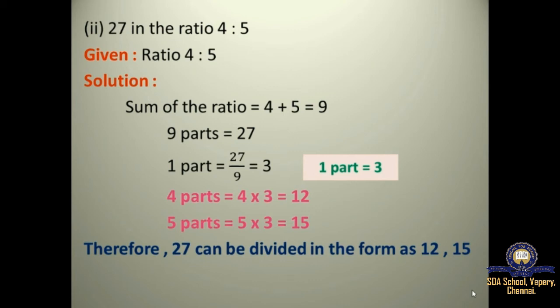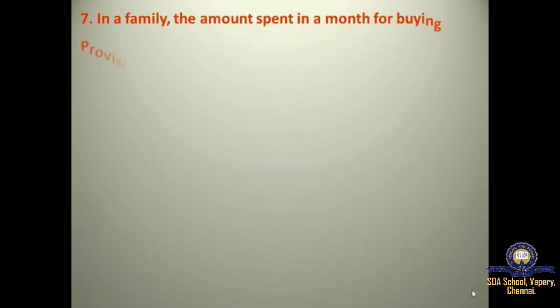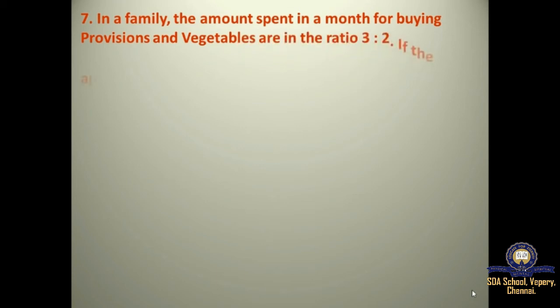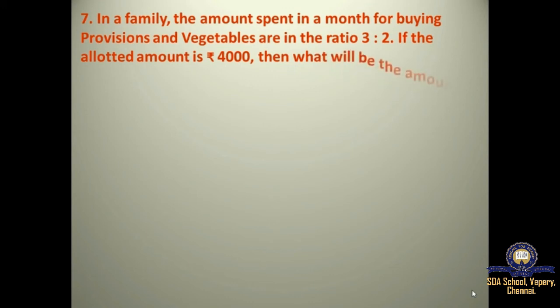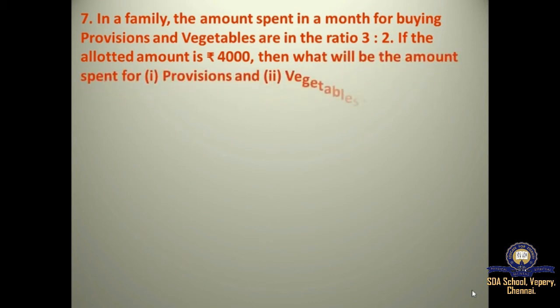Got it, students? Now we'll move to the seventh sum. In a family, the amount spent in the month for buying provisions and vegetables are in the ratio 3:2. If the allotted amount is rupees 4,000, then what will be the amount spent for the first one, provisions, and the second one, vegetables? So this is the question.